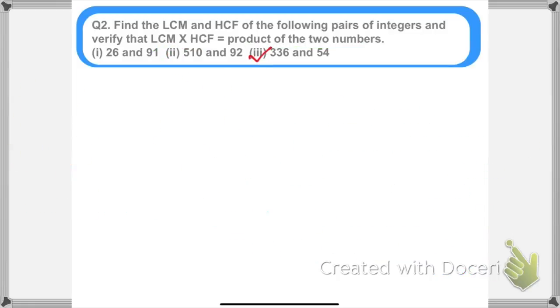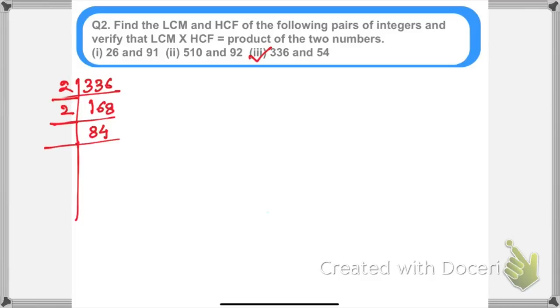So our next question is 336 and 54. The prime factorization of 336 will be, as this is an even number, dividing it by 2 we will get here 168, again dividing by 2 we'll get here 84, again dividing by 2 we will get here 42, again dividing by 2 you will get 21, and this won't be divisible by 2 anymore, so you get here 7.